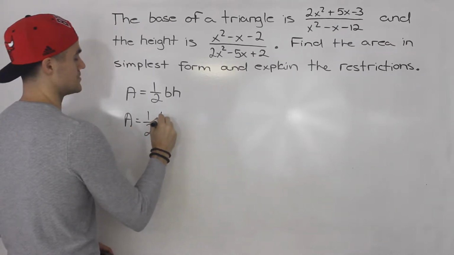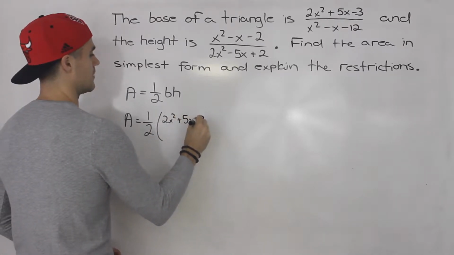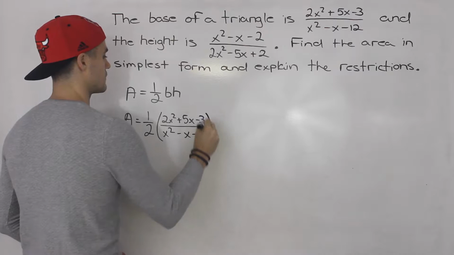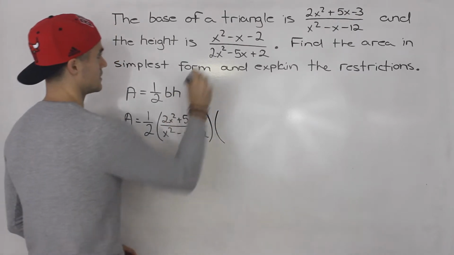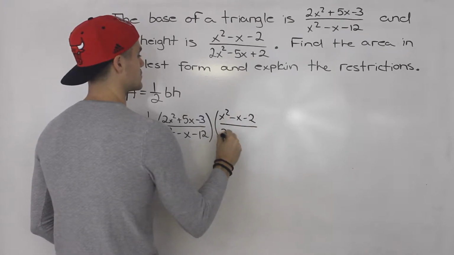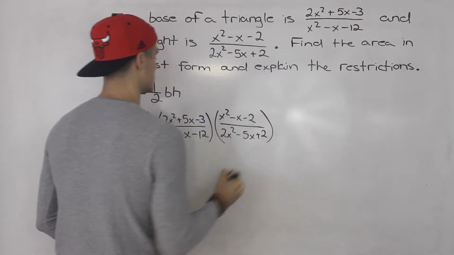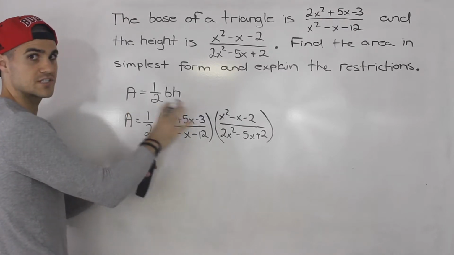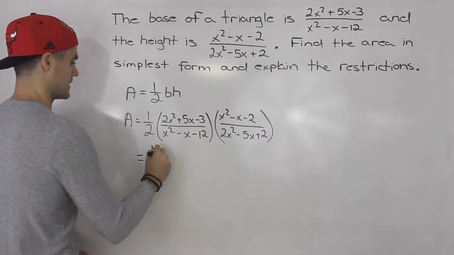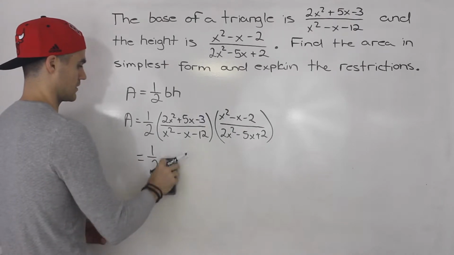The base would be 2x squared plus 5x minus 3 all over x squared minus x minus 12. And then the height would be this here, x squared minus x minus 2 all over 2x squared minus 5x plus 2, like that. And now we just have to simplify this here. So first thing to do when we simplify is factor. I'm actually going to get rid of this big bracket here.